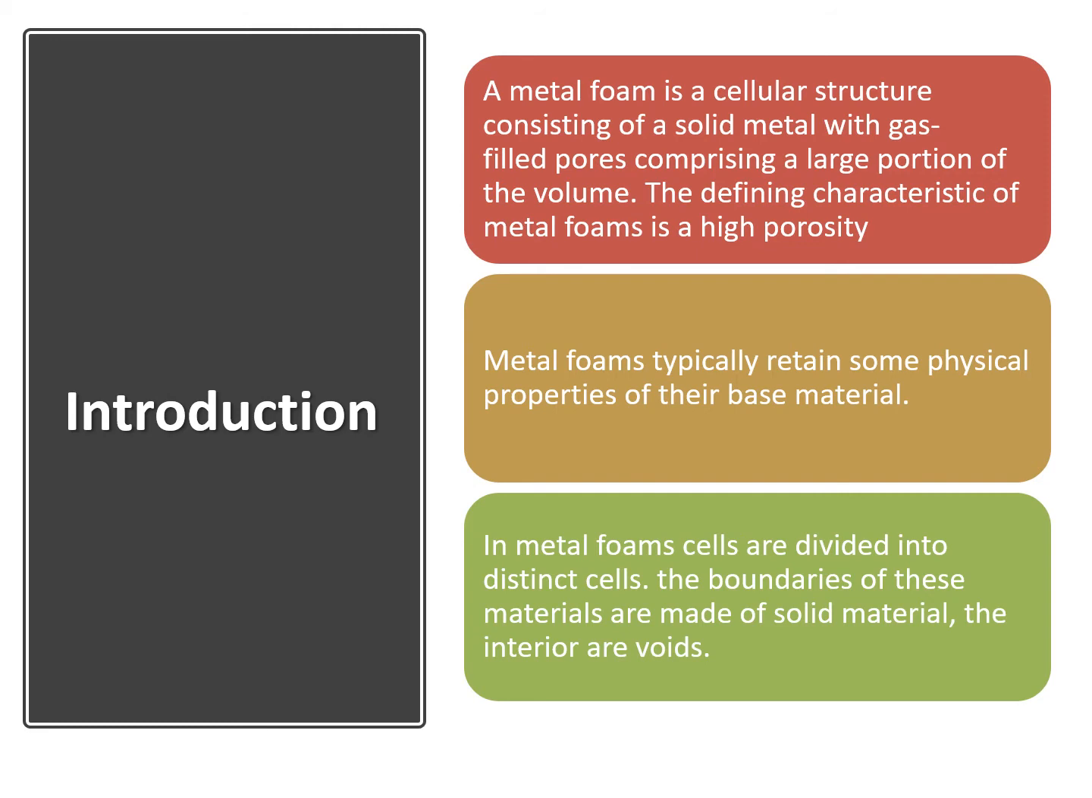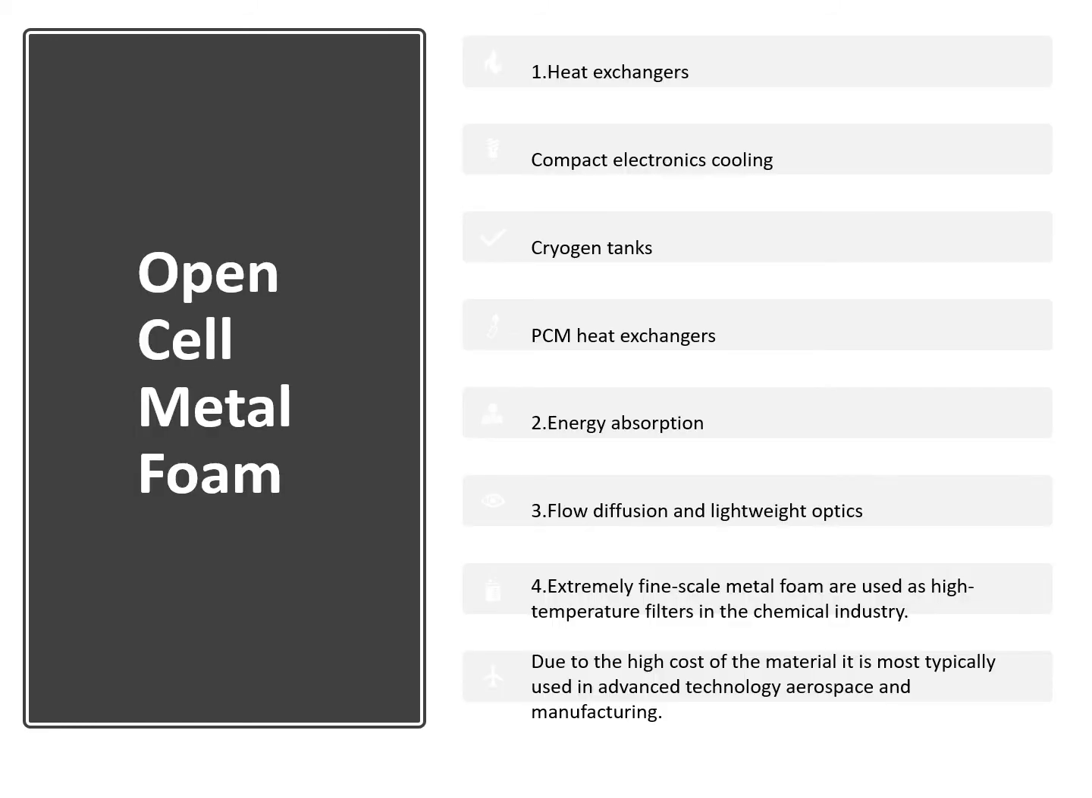In metal foams, cells are divided into distinct cells. The boundaries of these cells are made of solid material. The interiors are voids. There are two types of metal foams: open cell metal foam and closed cell metal foam.